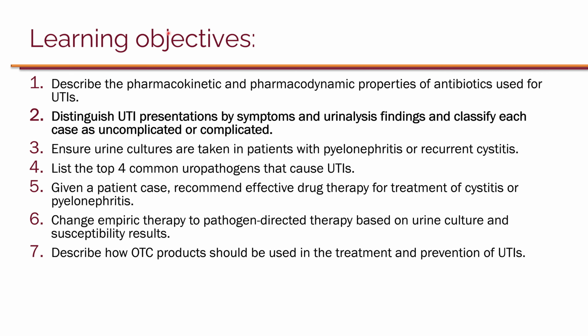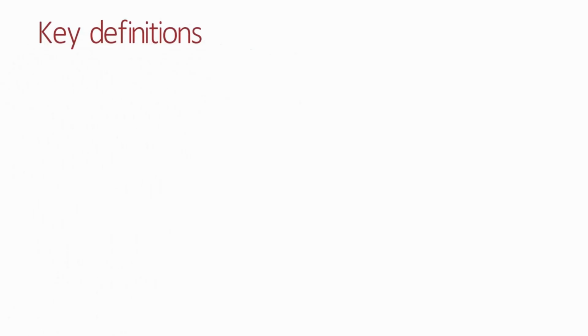We described the pharmacokinetic and pharmacodynamic properties of antibiotics used for UTIs. Now let's distinguish UTI presentations by symptoms and urinalysis findings and classify each case as uncomplicated or complicated. Let's take a look at some key definitions.